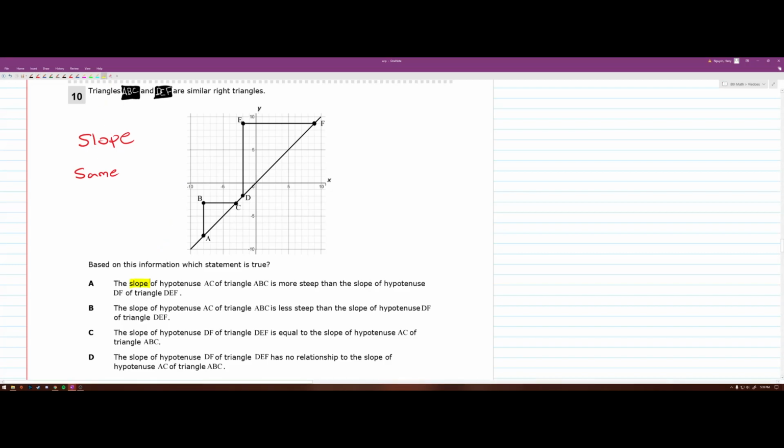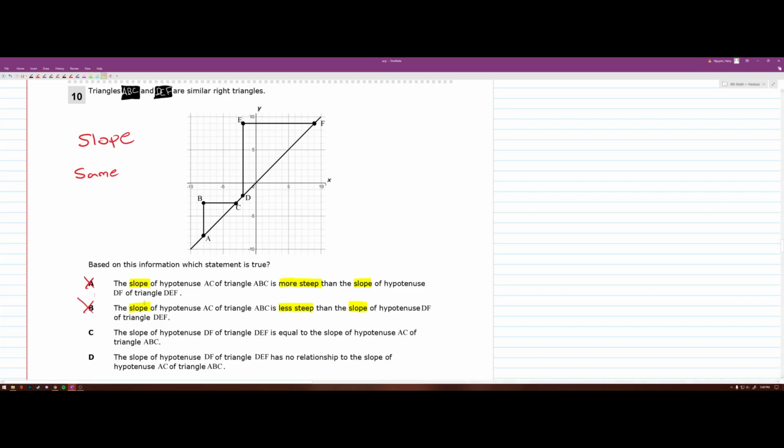The slope of hypotenuse AC of triangle ABC is more steep than the slope of hypotenuse DF of triangle DEF. I look at that, it says slope, more steep. That's not what I'm looking for. I want slope same. So I keep going. Answer choice B, the slope of hypotenuse AC of triangle ABC is less steep than the slope of hypotenuse DF of triangle DEF. Again, it says slope, but it doesn't say any word that means same. It says less steep. So that can't be right.